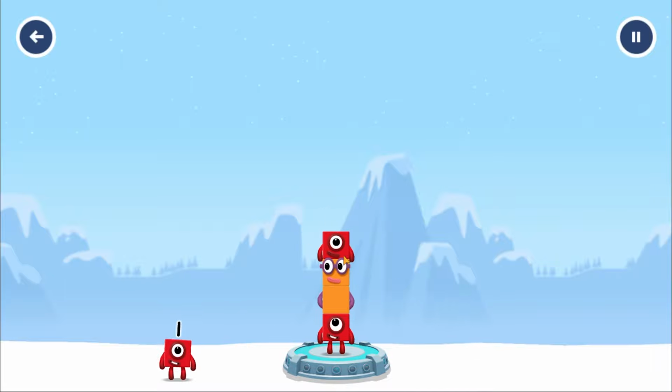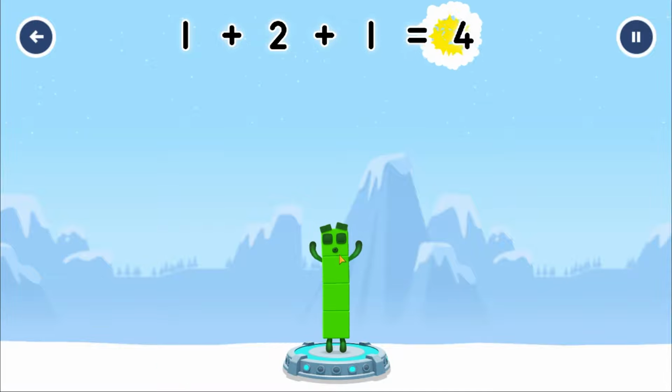Add number blocks to make 4. 1, 1, 2. You solved it. 1 plus 2 plus 1 equals 4.